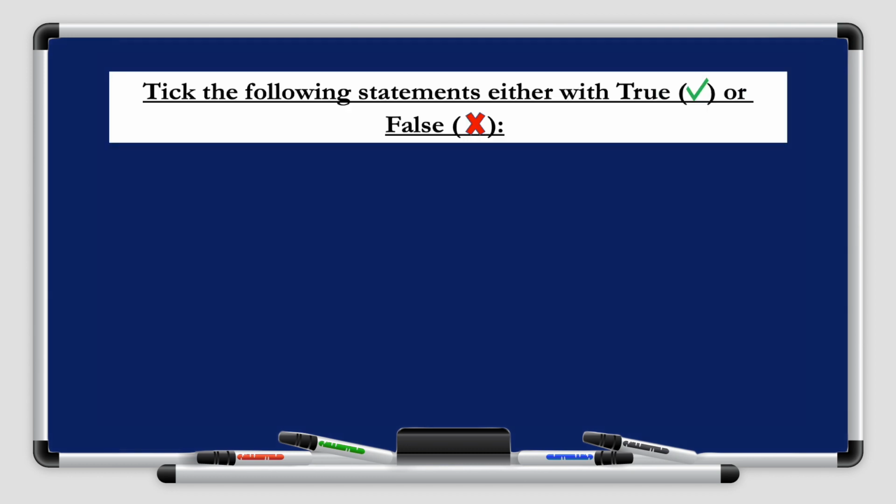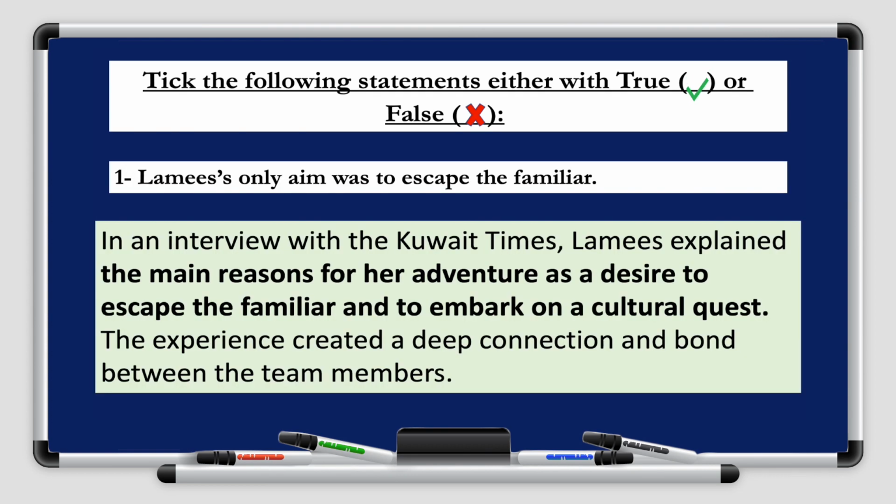Moving on to the next set of questions. Tick the following statements either with true or false. The first question in this set of questions: Lamis's only aim was to escape the familiar. Again, as I told you before, you have to read the text in order for you to answer the question provided. So let's read the sentence.